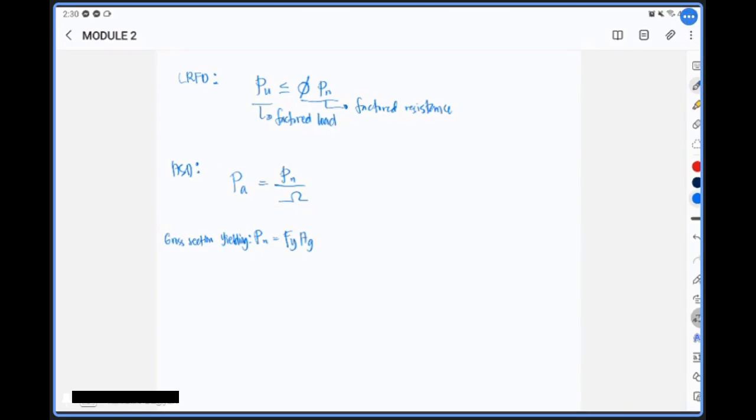And for net section rupture, our P sub N is equal to your ultimate tensile strength multiplied by the effective net area, wherein the effective net area is computed using our shear lag factor capital letter U multiplied by the net area of the section, wherein the net area is equal to the gross area minus the area of the holes, plus the effect of its staggers if there exists.